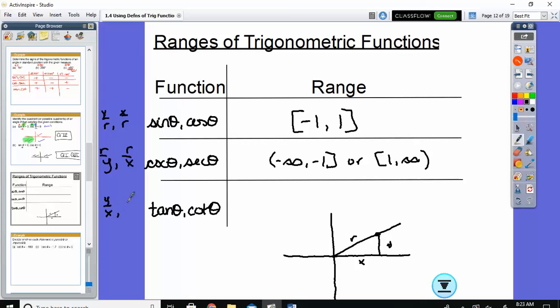Tangent and cotangent. We get those by dividing x and y. Is there any rule about which one has to be bigger there? No. X and y can be any numbers. So tangent and cotangent, you can actually get anything out. So tangent and cotangent can equal anything.